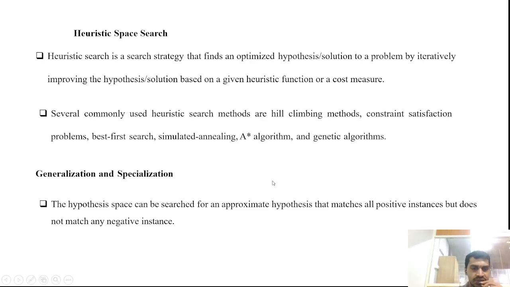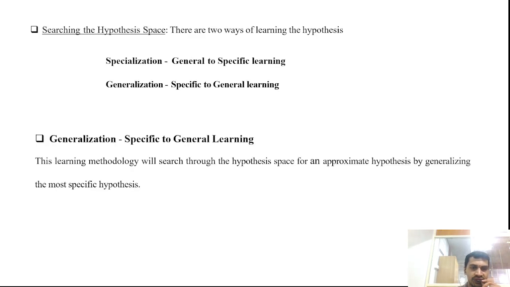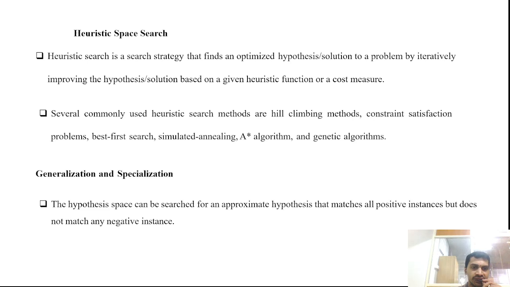Generalization and specialization: the hypothesis space can be searched for an approximate hypothesis that matches all the positive instances but does not match the negative instances. That is generalization to specialization. It means a positive instance should be matched.